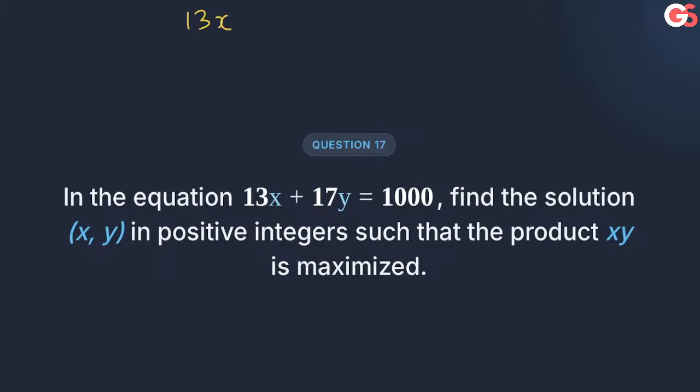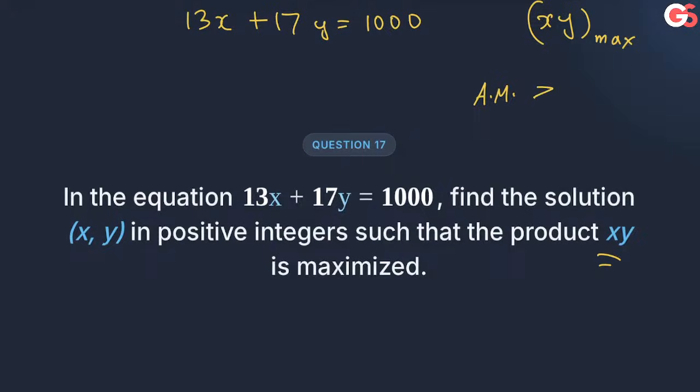13x plus 17y is given as 1000. We want to maximize xy. xy is maximized when what happens? ठीक है. There are multiple ways to solve it. Diophantine equations, which can be done. Other is, I can do one more thing. You know what? यहाँ तक पहुँच गए तो ये भी कर ही लेते हैं.